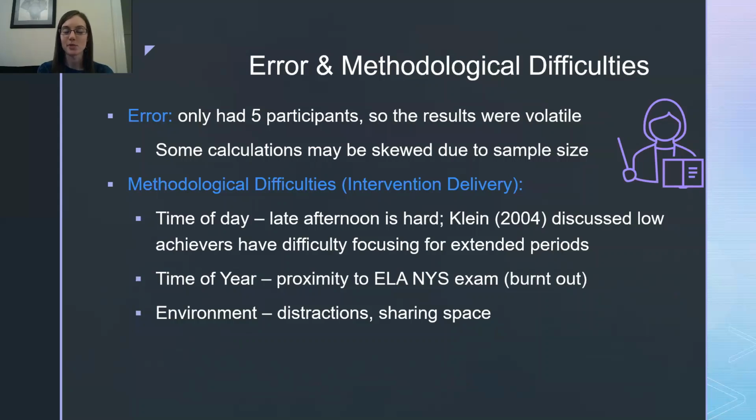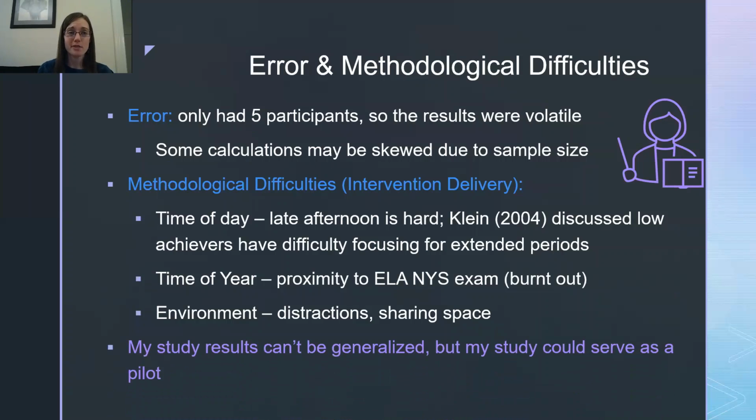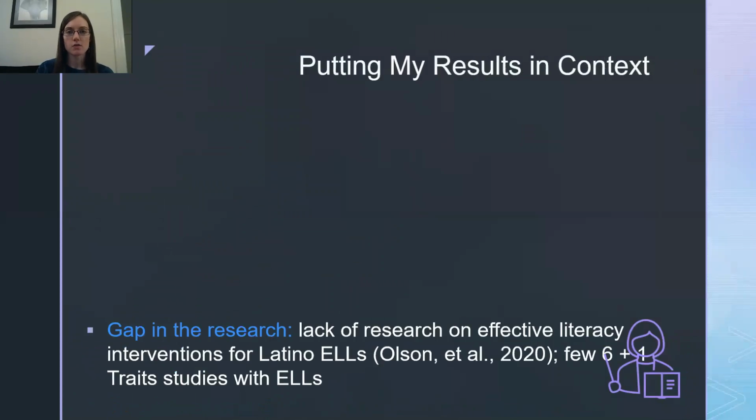So the students were kind of burnt out and not really interested in another writing assignment or another writing activity. Our environment in the after school program, we did share space a little bit, so there were distractions occasionally. So that was difficult. And in general, my study results can't be generalized to any kind of population, but my study could serve as a pilot study.